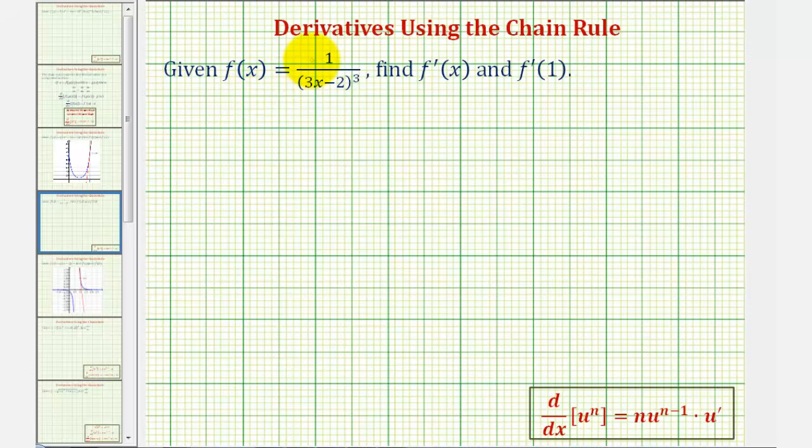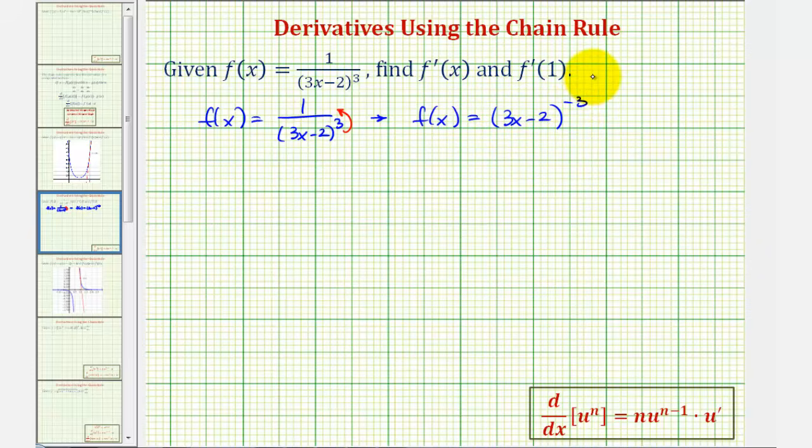But we want to apply the extended power rule given here, which is the basic power rule with the chain rule built in. To do this, though, we'll have to change the form of the function. Where we have f of x equals 1 divided by the quantity 3x minus 2 raised to the third, to avoid using the quotient rule, we can move this up to the numerator, which would change the sign of the exponent. This would be equivalent to f of x equals the quantity 3x minus 2 raised to the power of negative 3.